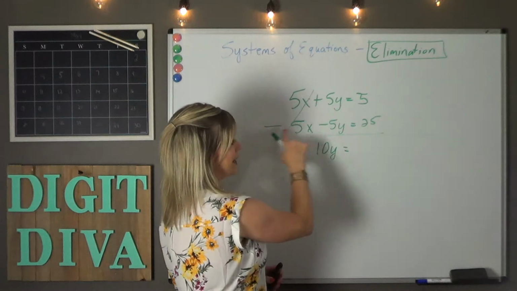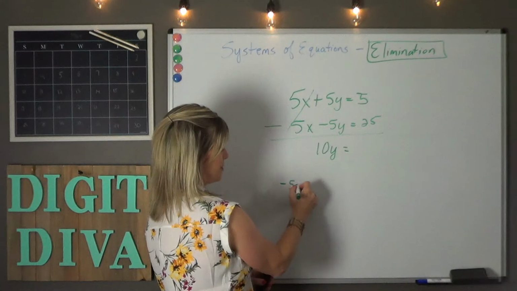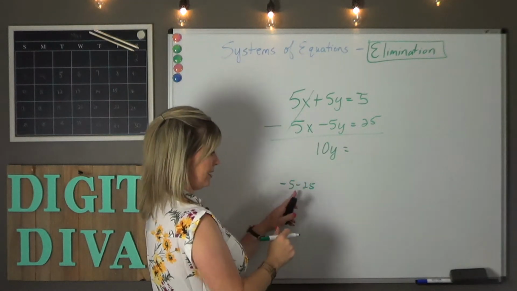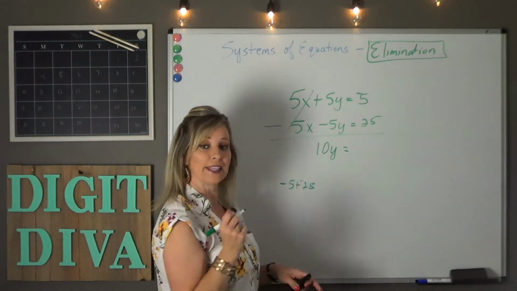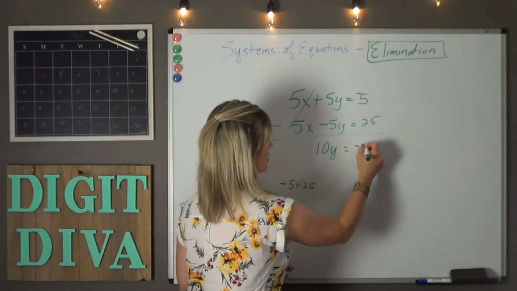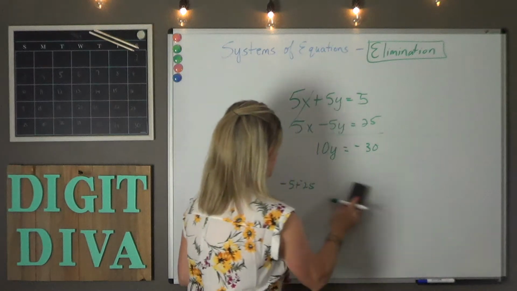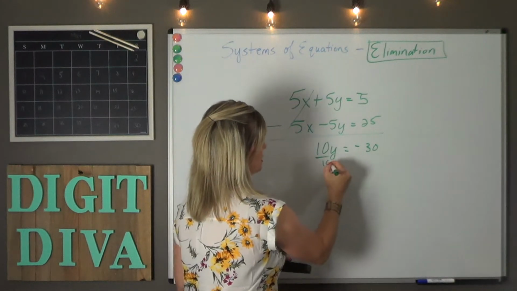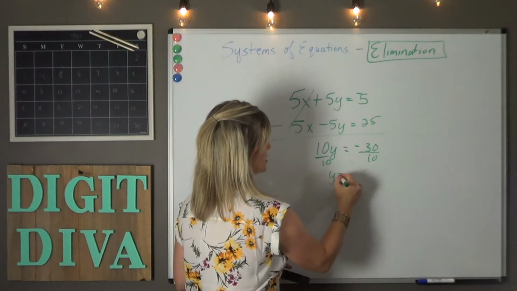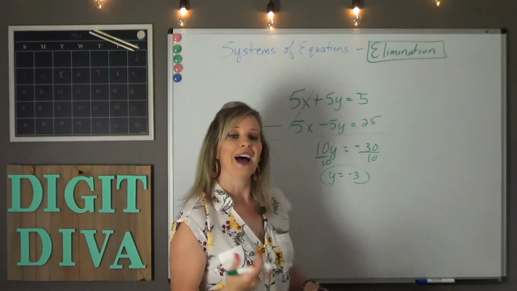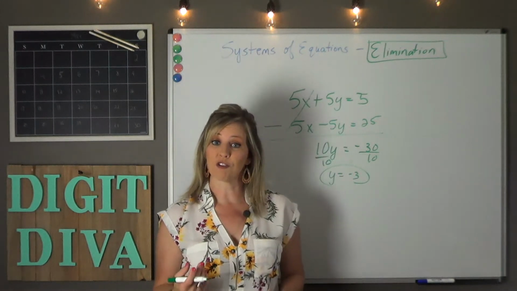Negative 5 minus 25. Leave it, add it, change it. Well, that would leave us with a negative 30. Okay? And then when I do the steps, I divide both sides by 10. I'm left with y is equal to negative 3. I need to keep going, and I need to solve for my x.